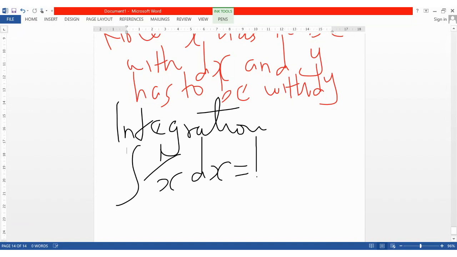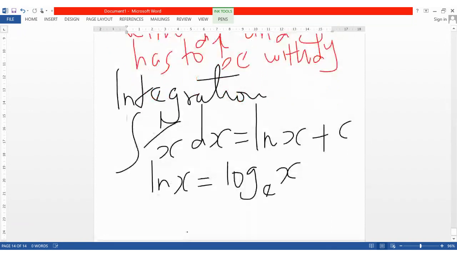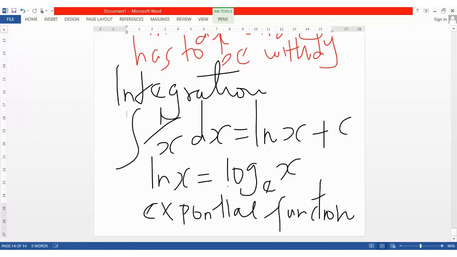So what is ln x? Ln x is log to base e of x. What is e? e is a famous function in the calc that is called, I think you have heard about it, the exponential function. So when you integrate 1 over x, please don't use the power rule. It will not work. When you have 1 over x, you'll always get ln x.